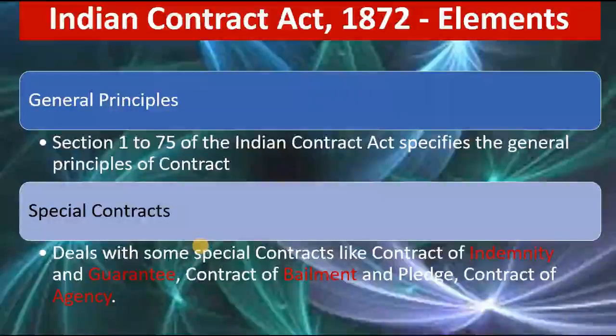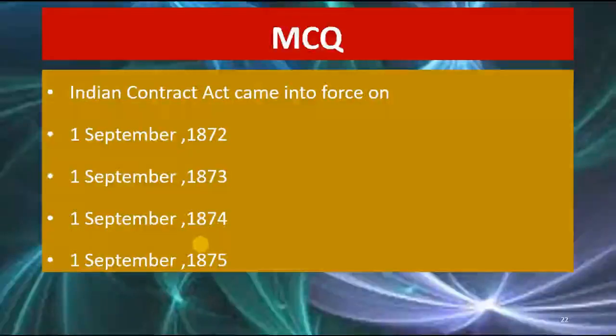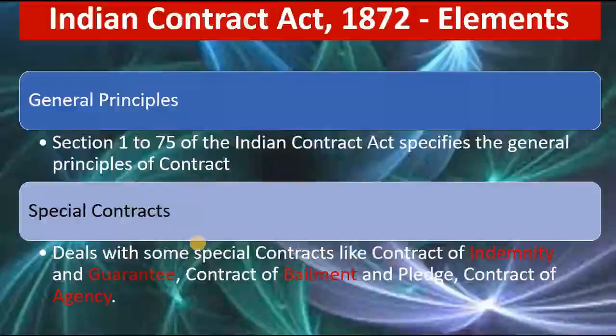Okay. So that's all for the class today. So I'll summarize the class. In today's class we have learned the meaning of contract, meaning of agreement, the differences between agreement and contract, and the specified statements of contract and the Indian Contract Act.